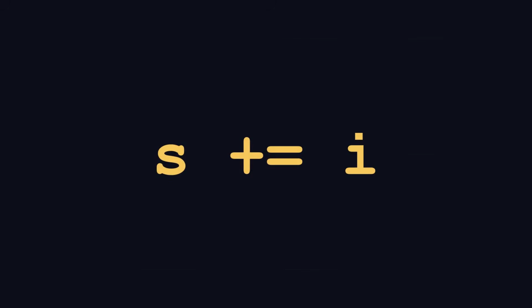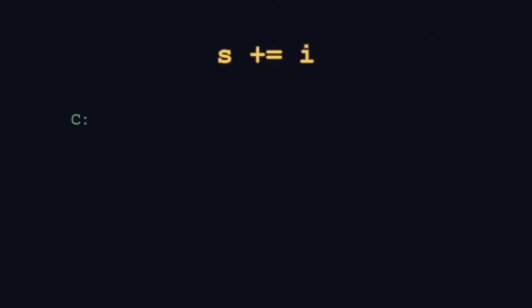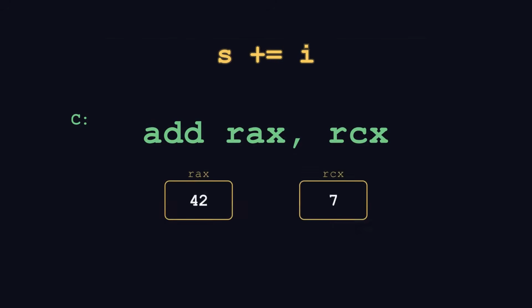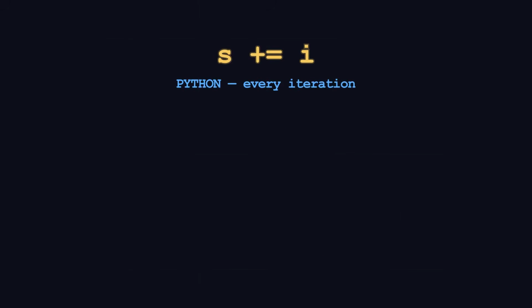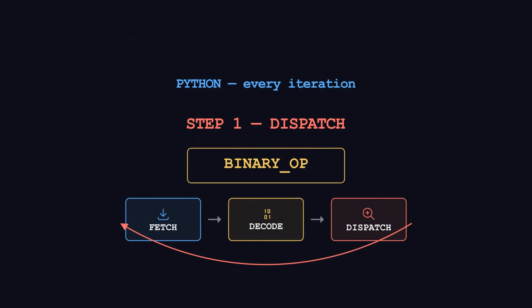Let's zoom in. Here is the entire Python loop. One line, just an addition. In C, this compiles to a single machine instruction. Add 2 registers, 1 clock cycle. In Python, this same line triggers a cascade, every iteration. Step 1, dispatch. Python compiled that addition into a bytecode instruction called binary op. The interpreter, a C loop inside CPython, fetches that instruction, decodes it, and jumps to the handler.